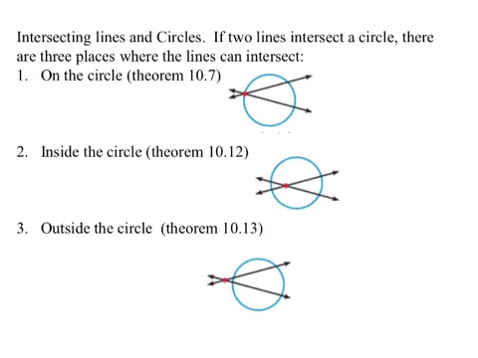Okay, some more vocabulary. Intersecting lines and circles. If two lines intersect a circle, there are 3 places where the lines can intersect. They can intersect on the circle, they can intersect in the circle, or they can intersect outside the circle. In each one of these instances, there's a theorem associated with it, which we're going to learn.